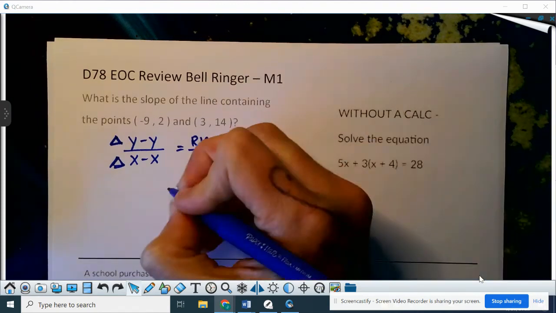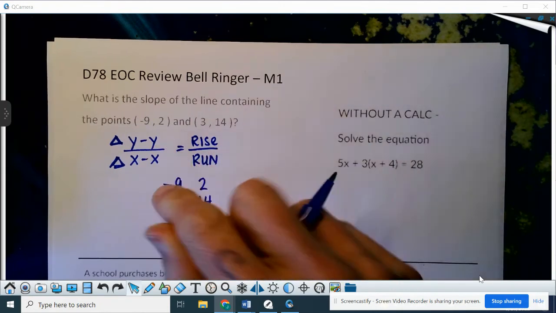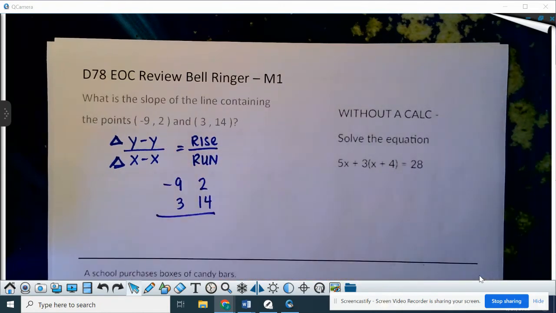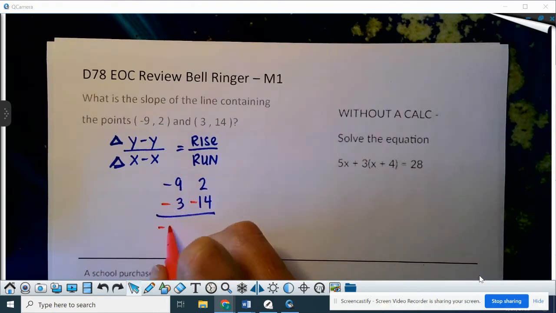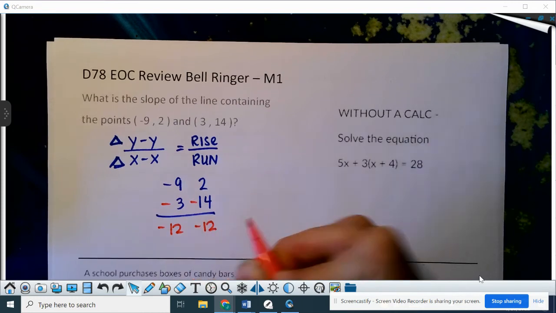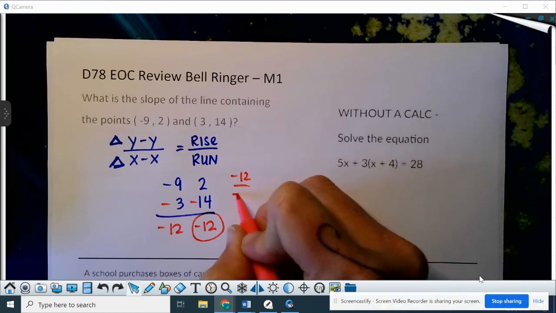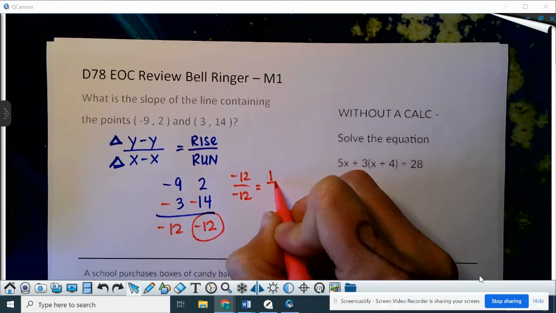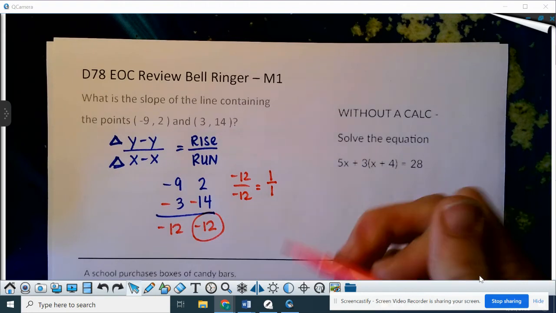Now, I like to stack them. And we know it's differences, so we're going to subtract. So negative 9 minus 3 is going to give me a negative 12. 2 minus 14 is going to give me a negative 12. Y always goes on top, so negative 12 over negative 12 is going to give me a positive 1 over 1 slope. So my slope is 1 to 1, and it is positive.